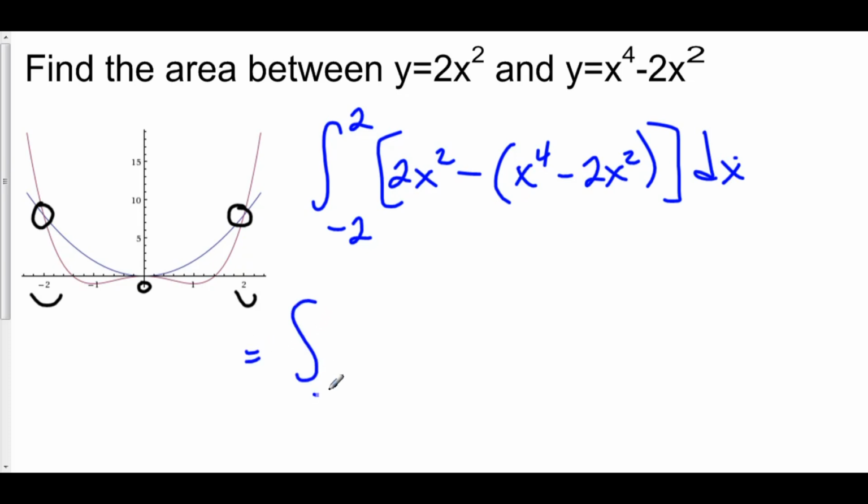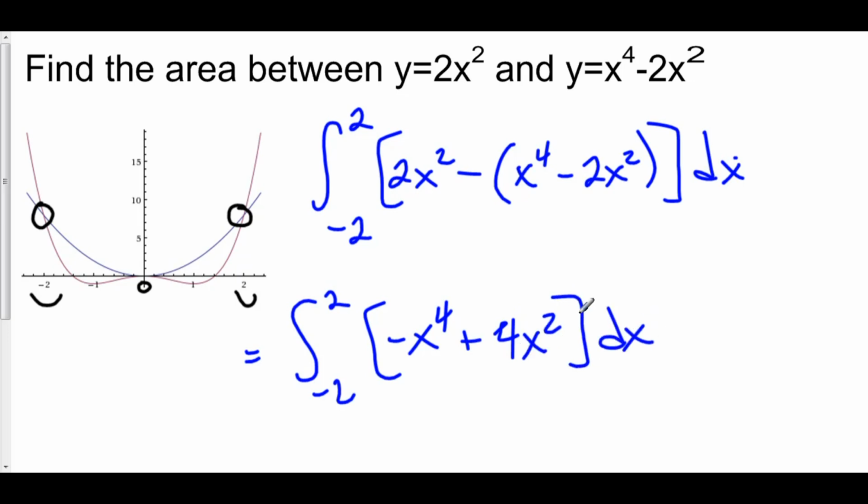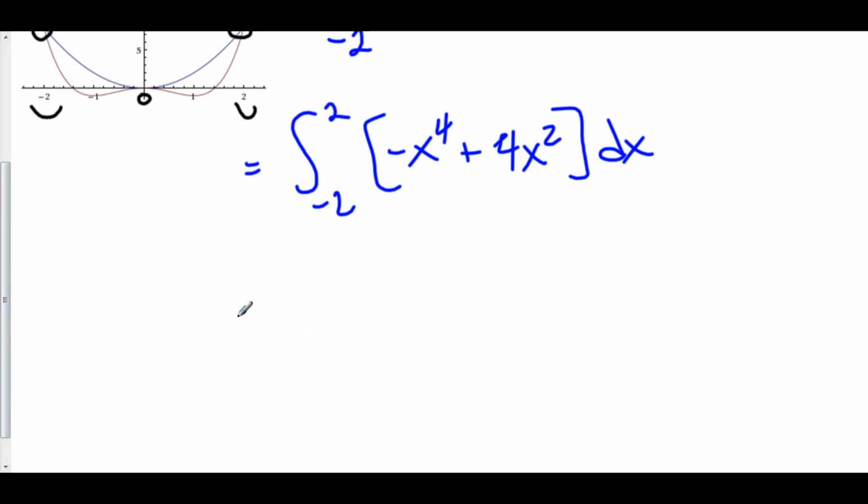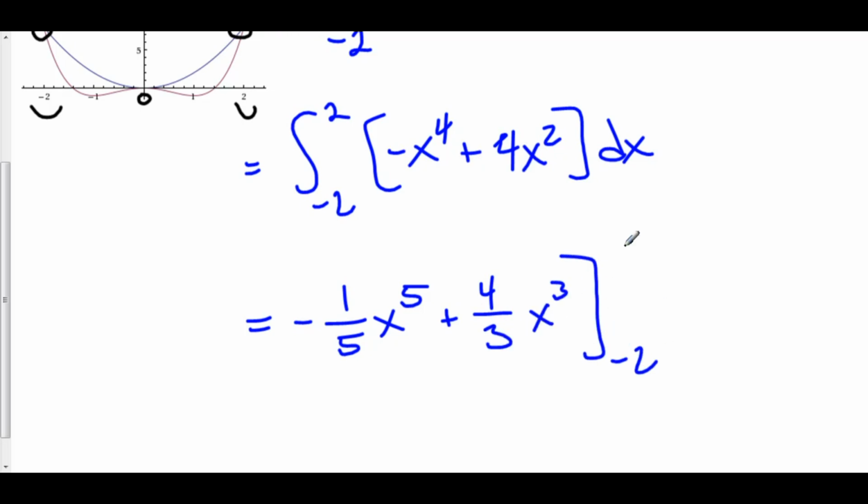So here we go. We have the integral from negative 2 to 2 of negative x to the fourth plus 4x squared dx. Well, the antiderivative of negative x to the fourth is negative 1/5 x to the fifth. The antiderivative of 4x squared is 4/3 x cubed, and this is from negative 2 up to positive 2.